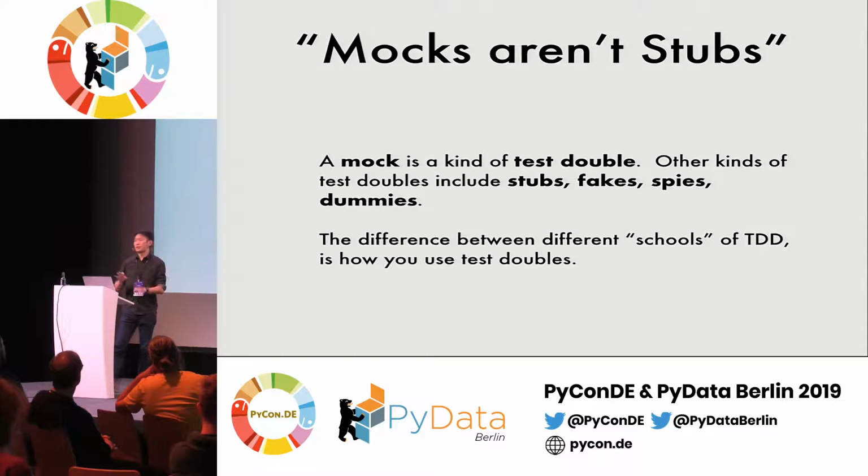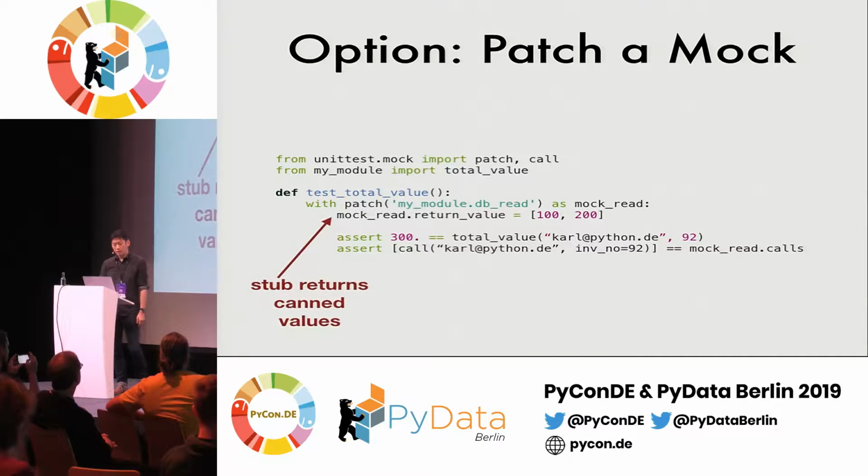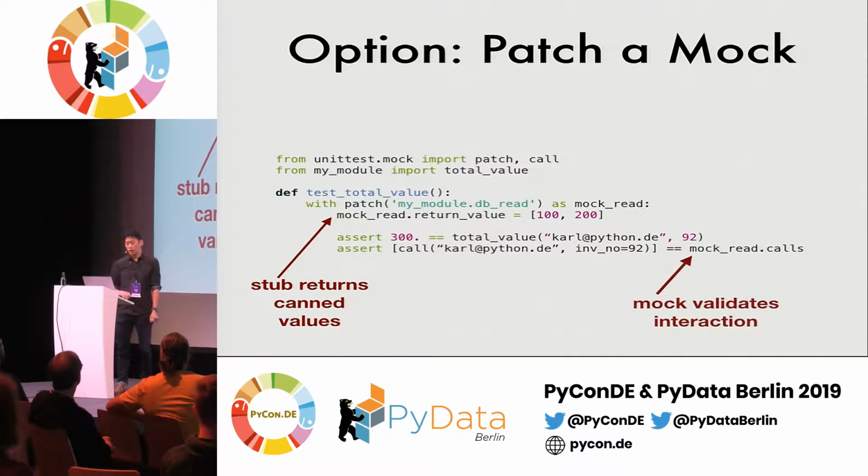The difference between different styles or schools of TDD comes down to how you use these test doubles and how you think about testing. So, in some cases, you might not even want to use test doubles at all. So, if we go back to this original example, where we left our tutorial, what we did is patch in a mock. This line here is a stub, and the reason it's a stub is because it's returning a canned value that will always be the same no matter what you call this mock with. This particular line is the mocking part, and the reason it's a mock is because it's validating the interaction, or the other way to think about it is it's validating the side effect, or the call between 2 functions.